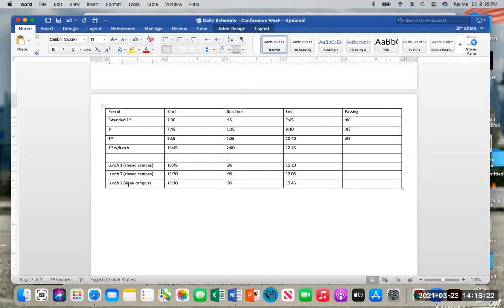Third lunch is considered an open campus because technically you started third period. You ended up completing third period, the hour and 25 minutes, at 12:10. And then third lunch is at the end of the day. So once third lunch ends at 12:45, that's the same as third period ending at 12:45. So it sucks. It's kind of a crapshoot. Depends on what lunch you have. But if you have third lunch, you can basically leave after third period is over, when third lunch starts at 12:10.